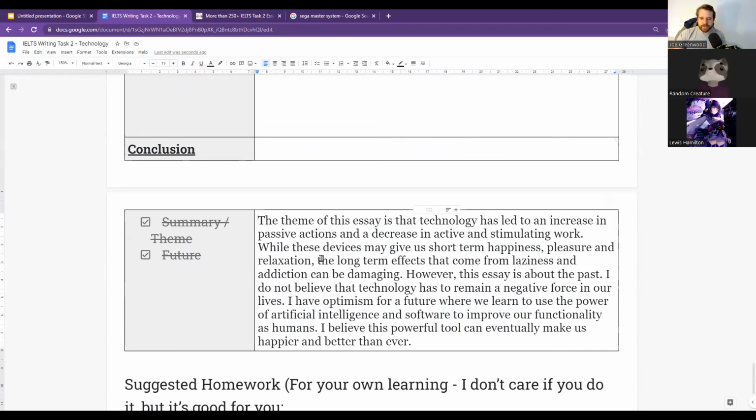While these devices may give us short-term happiness, pleasure, and relaxation, the long-term effects that come from laziness and addiction can be damaging. However, this essay is about the past. I do not believe that technology has to remain a negative force in our lives. I have optimism for a future where we can learn to use the power of artificial intelligence and software to improve our functionality as humans. I believe this powerful tool can eventually make us happier and better than ever.